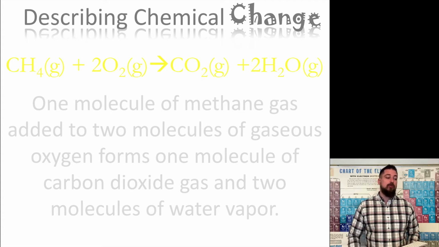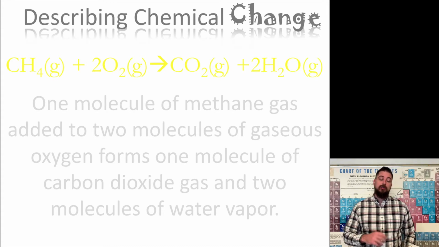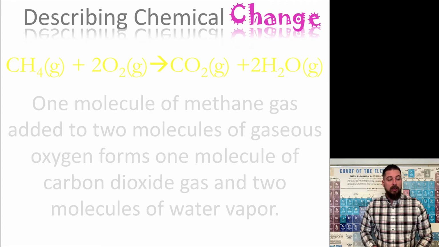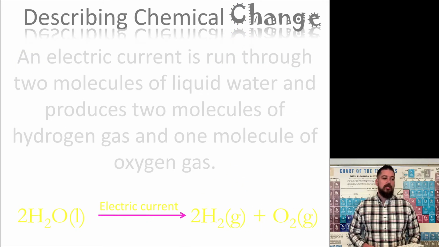The bottom one is the word equation, where it says 1 molecule of methane gas is added to 2 molecules of gaseous oxygen, forms 1 molecule of carbon dioxide gas and 2 molecules of water vapor. So notice how the bottom part is the word, the top part is the formula. And again, here's another example. The top part is the word equation, and the bottom part is the formula equation.